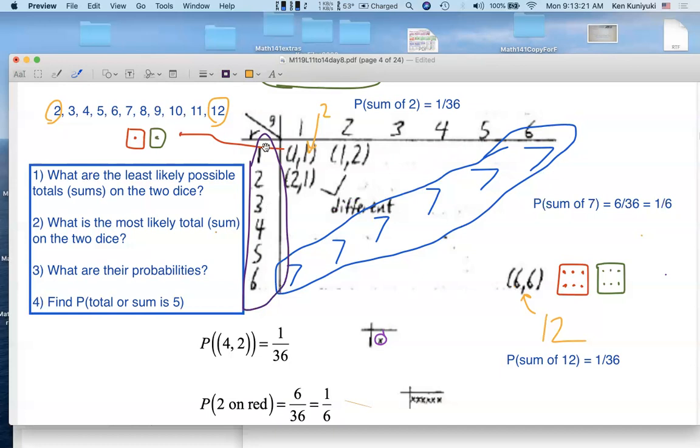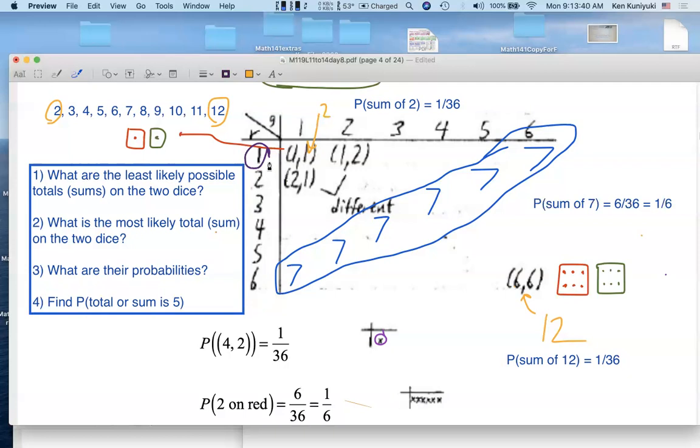Okay, 1 in 6. So regardless of the result on the red die, there was a 1 in 6 chance that the green die could match it. Well, similarly, what if the red die came up a 1? What's the only way that the green die could come up so that you get a sum that was 7?